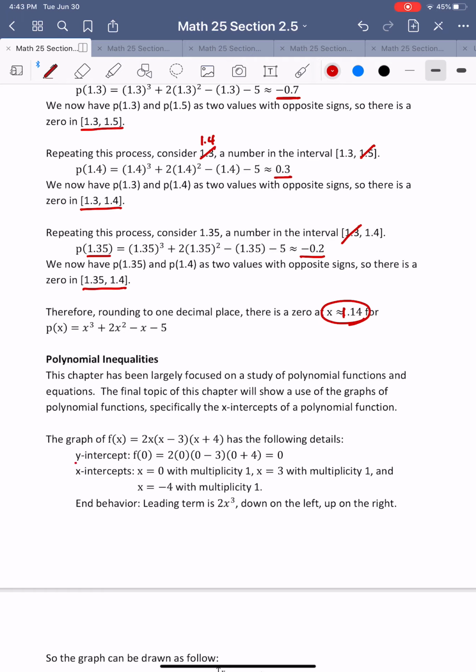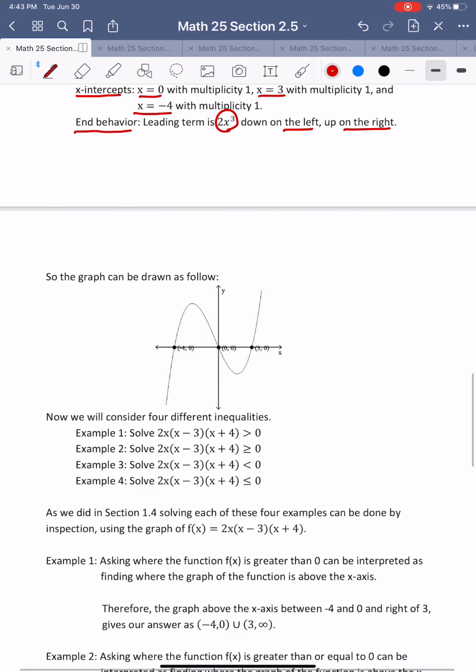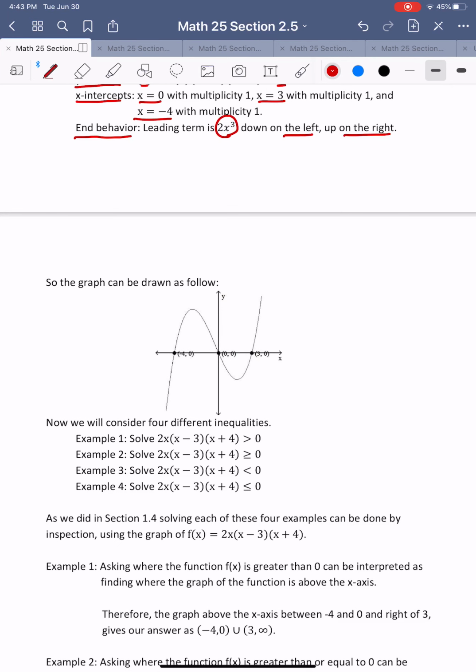The y-intercept means you plug in 0 for the function to get that. And for the x-intercepts, set each factor equal to 0, and you get the zeros, each with multiplicity 1. For the end behavior, since we have 2x cubed as the leading term, a positive number with an odd degree, the left goes down and the right goes up, okay? So the sketch of the graph will be as follows, okay?